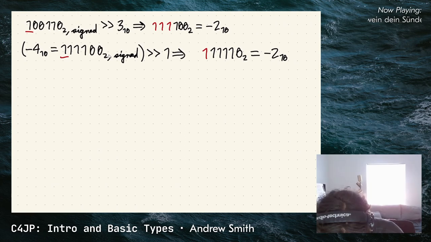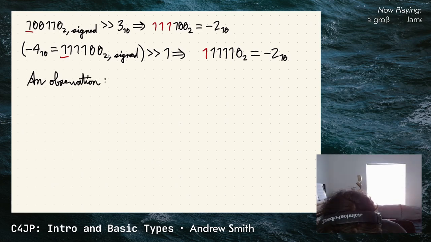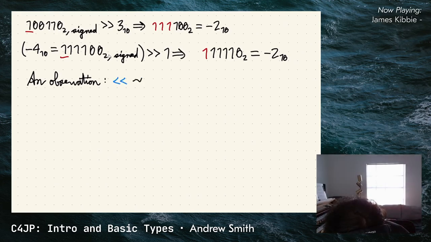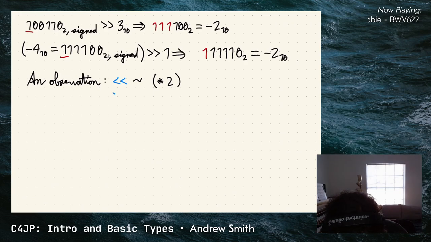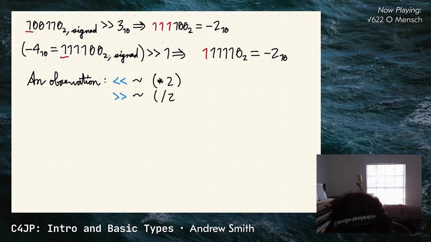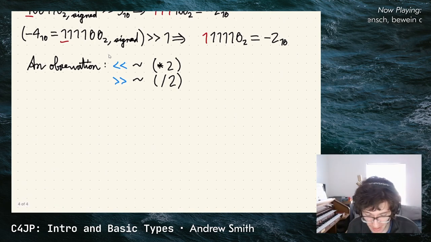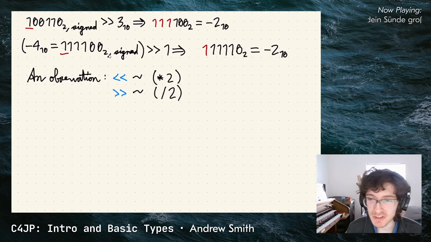And so, an observation. Left shift is analogous to multiplying by 2, and right shift is analogous to division by 2. Obviously, with integer truncation, right? We're still working with ints, so we still have truncation. But these are some very simple equivalents that we can use for multiplying and dividing values by 2. And so we can use the bitwise operators to do these.